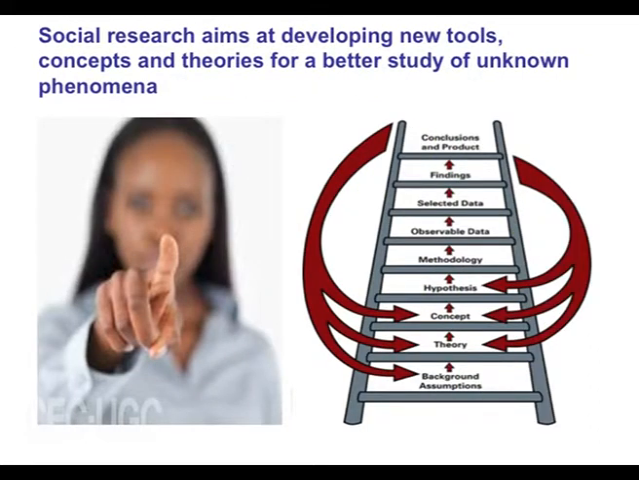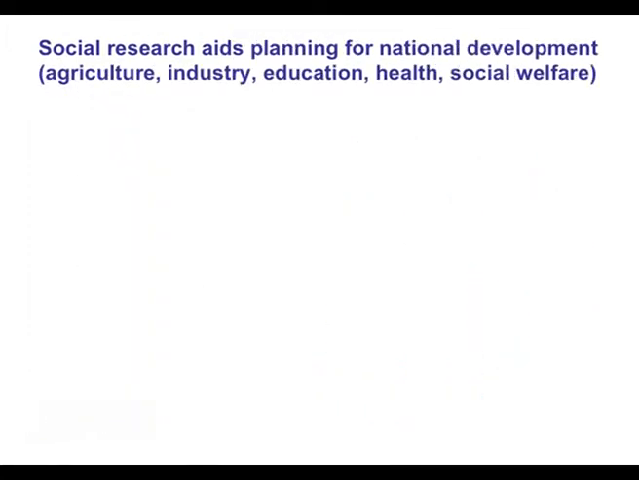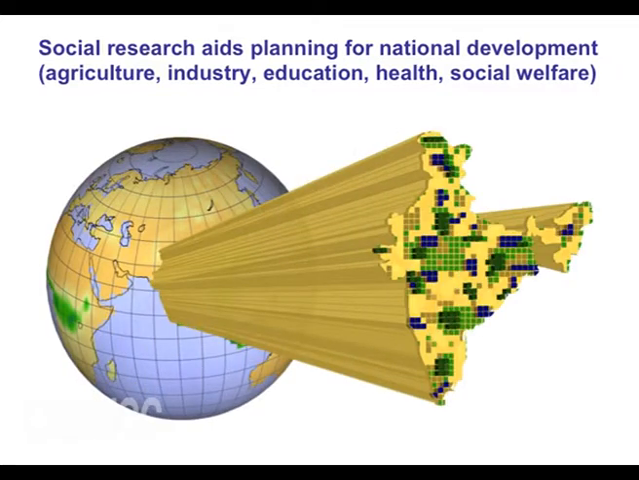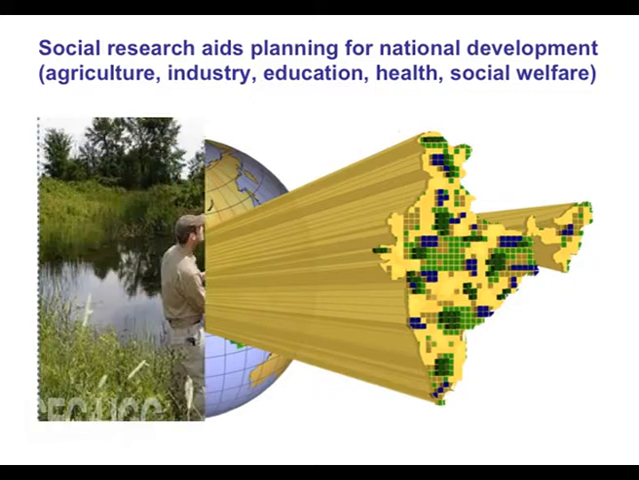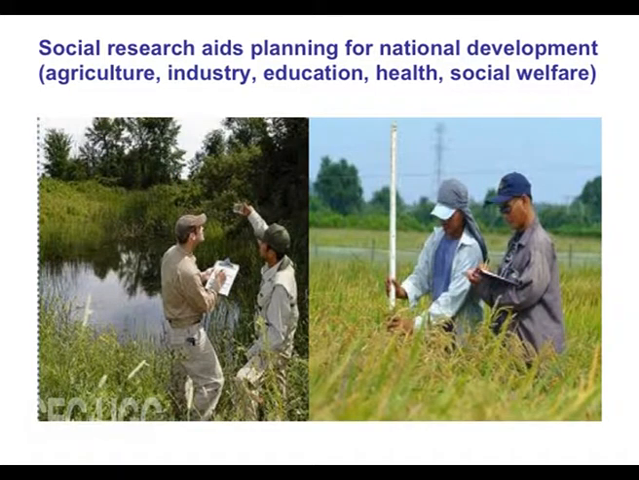Eighth one, it aims at developing new tools, concepts and theories for a better study of unknown phenomena. Ninth, social research aids planning and thus contributes to national development. For instance, research, social science research in particular, aids planning in the following ways.